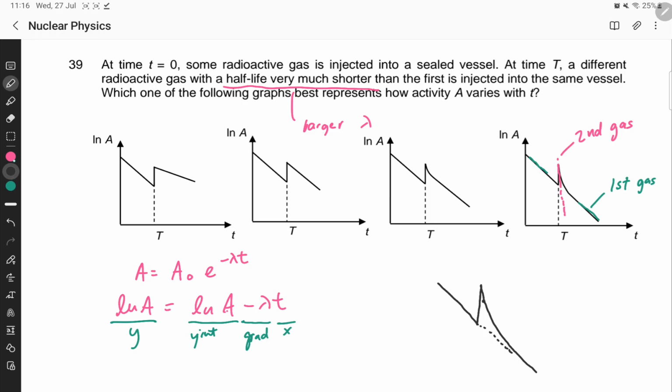Also, you may ask, why can't it be option C? Because option C also follows back the same gradient. However, you see, when the second gas has died out, after most of it has decayed, what should remain is the first gas. Therefore, the activity should drop back to the original level of the first gas, which goes along this line. Therefore, the graph must go back towards this line, which is why C cannot. So the answer is D.